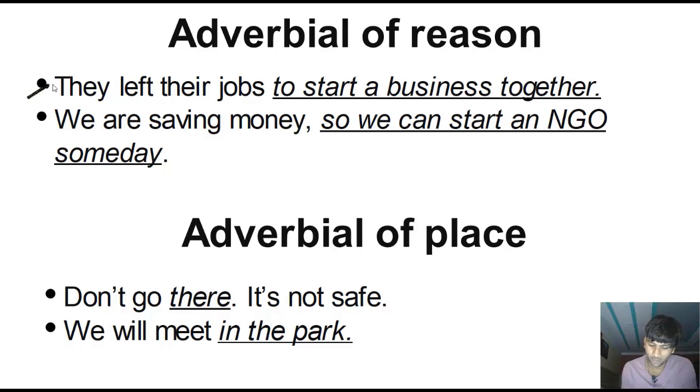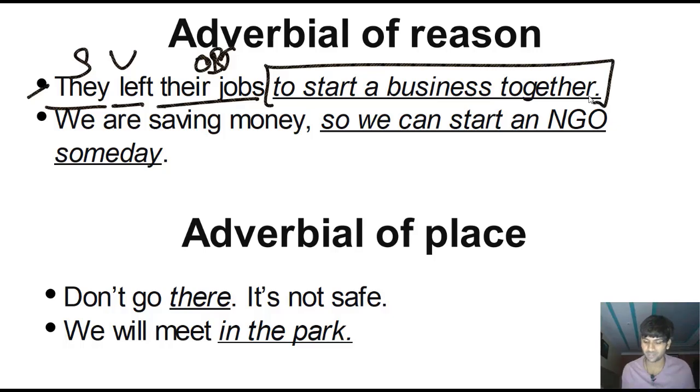They left their jobs. Why? To start a business together. They left what? Their jobs. Subject, verb, object, right? They did something, and what is the reason for that? Why did they do that? For this, to start a business together. So it's an infinitive phrase, right? I have a lesson on that as well, infinitive phrases.